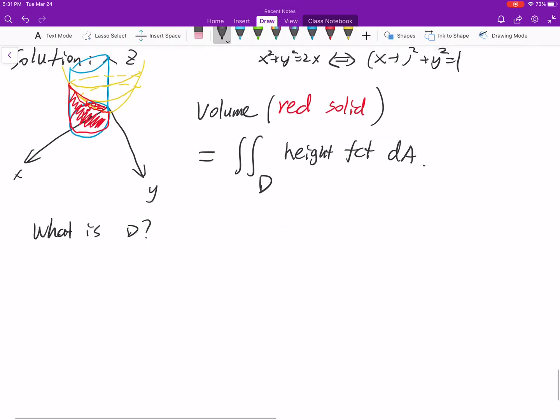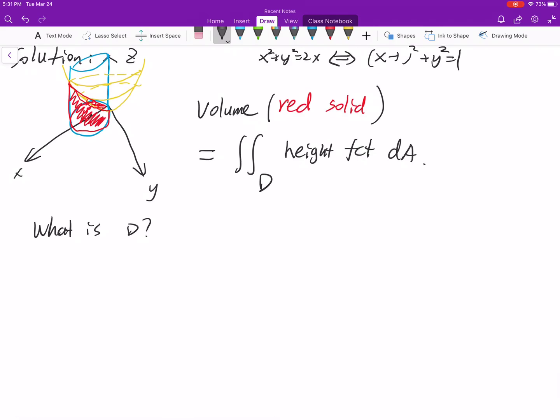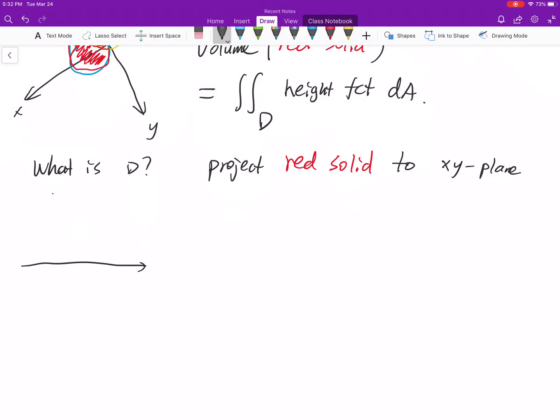We project the red part to the xy plane. Then you will see exactly the following picture. Okay, so this is our D. And what is the height function?